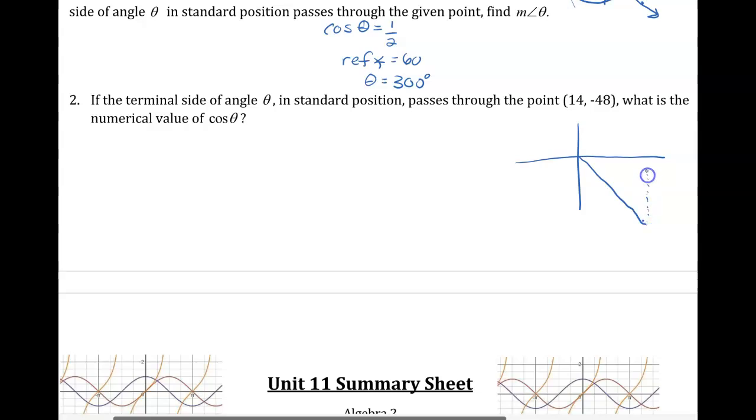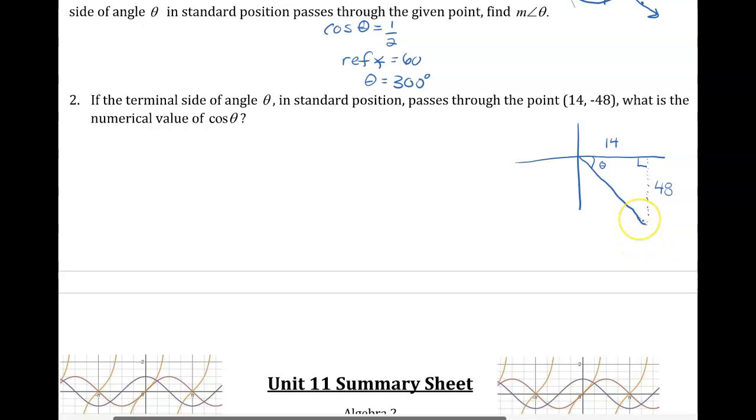I can easily go to the x-axis to make that right triangle. Yes, you're always going to the x-axis. Here would be our angle of perspective. And we're going over 14, down 48. I'm not going to put negative 48 here because it is a distance and we never have negative distances. The negative just tells us we're going down.